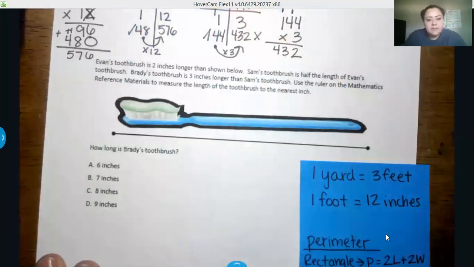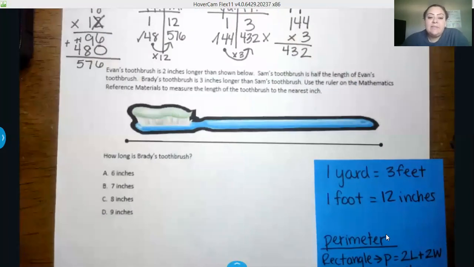This one's a little bit different, but we're going to go through it. Evan's toothbrush is 2 inches longer than shown below. Sam's toothbrush is half the length of Evan's toothbrush, and Brady's toothbrush is 3 inches longer than Sam's toothbrush. Use the ruler on the mathematic reference material to measure the length of the toothbrush to the nearest inch. So this is one that you would use your ruler on your reference sheet, but since I don't have one, I just have my own little pretty ruler that we're going to use.